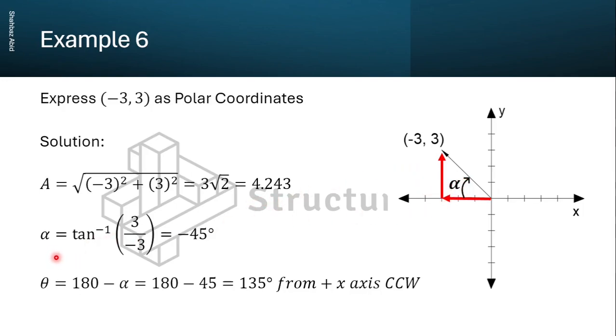Now we can calculate the angle alpha. The angle alpha is going to be tan inverse of perpendicular over the base, which is going to give us the angle equal to -45 degrees. Now negative indicates that the angle is a clockwise angle taken from any axis, and in this case it is taken from the negative x axis. If I want to calculate the angle from the positive x axis, we have to subtract 45 degrees from 180 to give us the angle theta to be 135 degrees from the positive x axis counterclockwise.